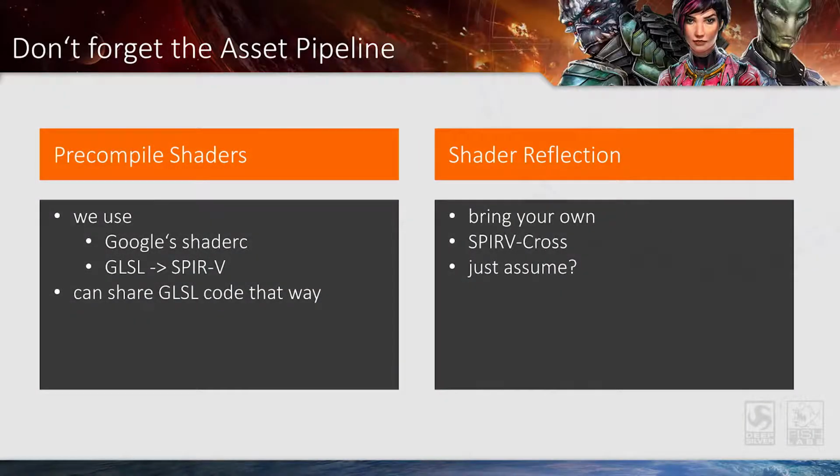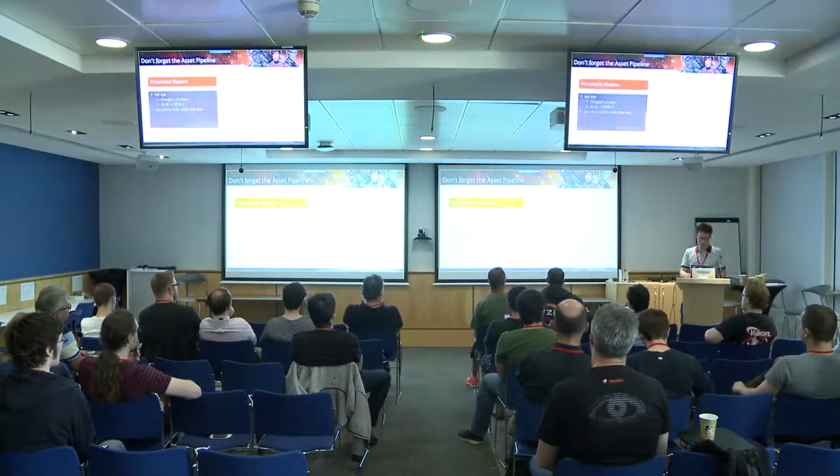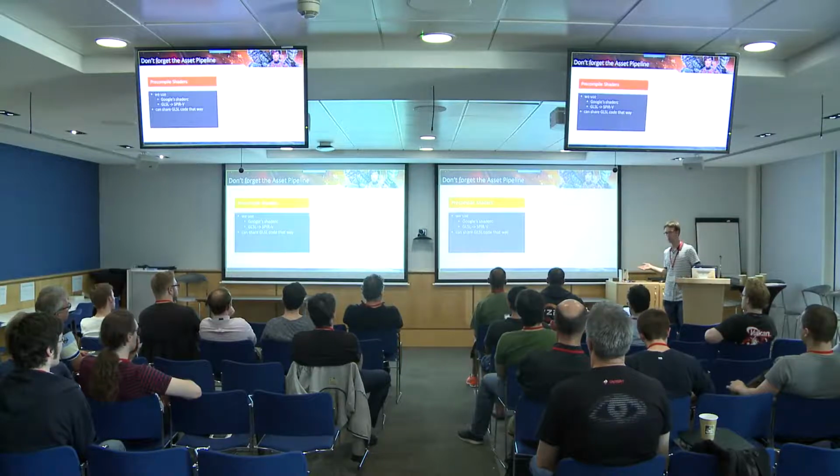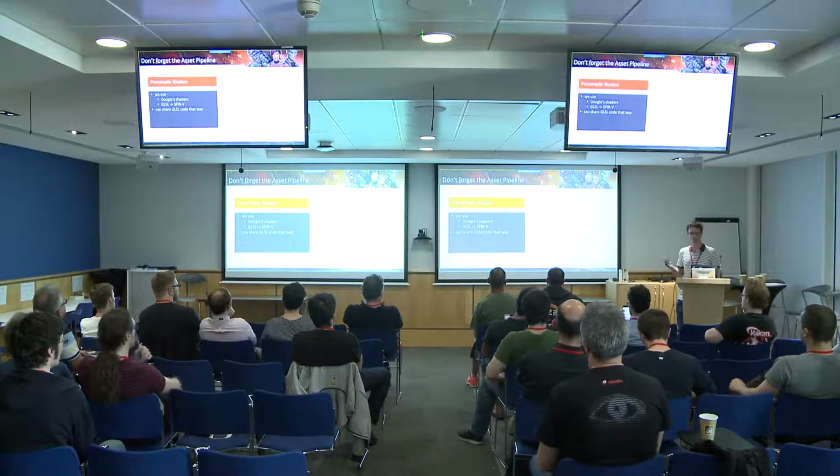Then what's also different with Vulkan is that you have to think about your asset pipeline. Actually, one of our asset tools guys is here today. Maybe you've already talked to him, so if you have any questions about that, you can talk to him. But with Vulkan, you cannot use any source shaders, so you have to pre-compile your shaders. What we use is Google's ShaderC, and it translates our GLSL code into SPIR-V.